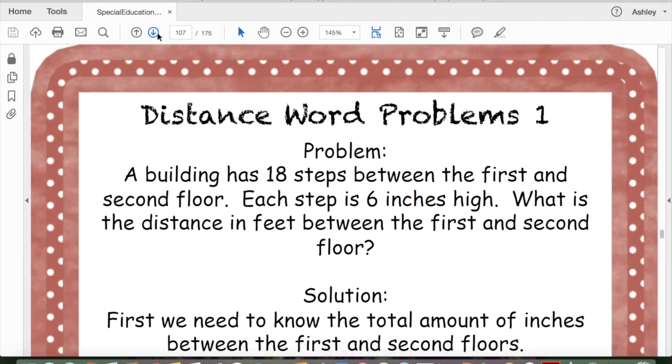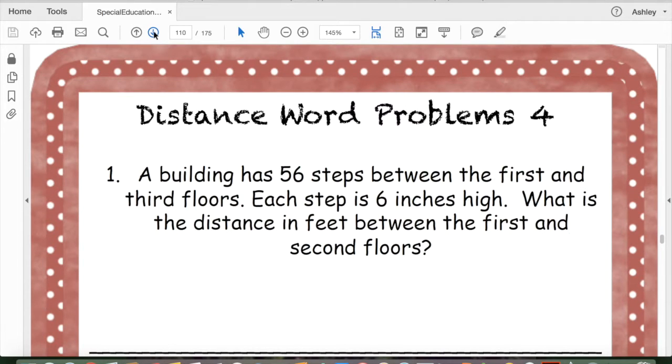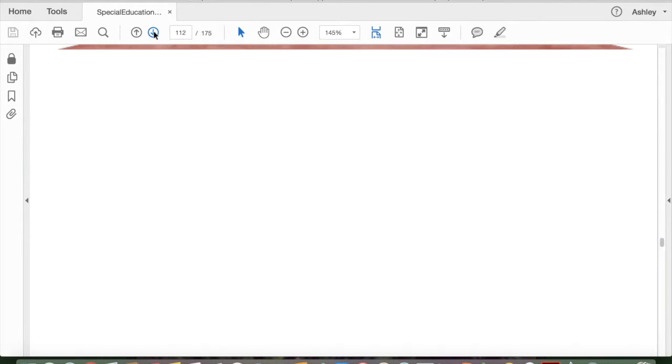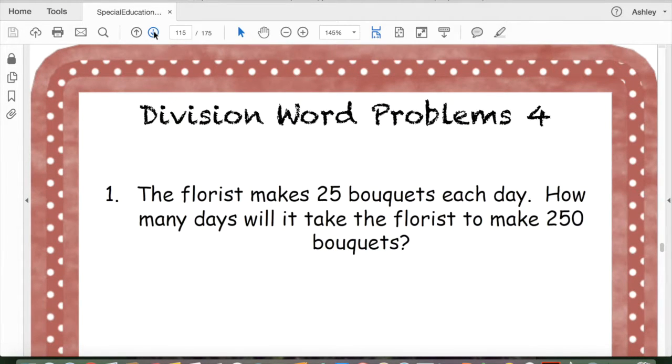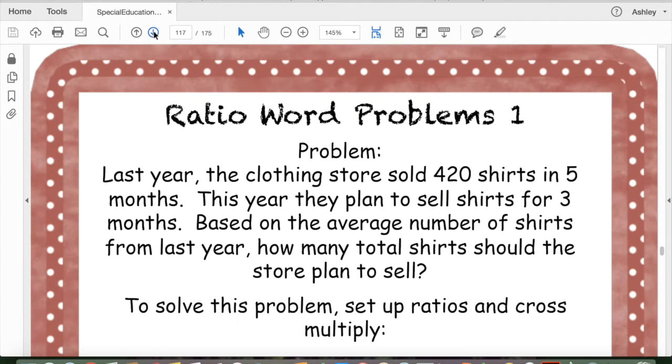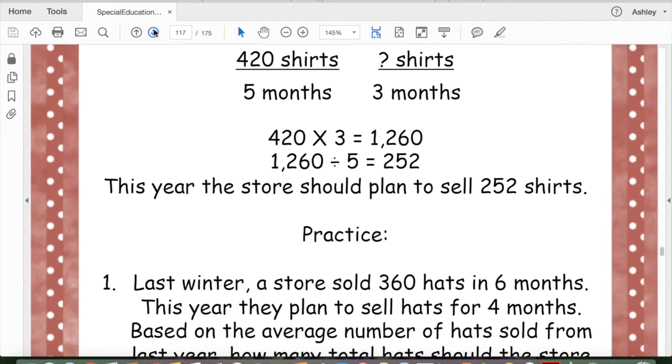But it's the same type of problem to familiarize a student with that. I found that this was one of the hardest assessments for my students to excel in when I was teaching special education, so I think that this will really help them. So now we have distance word problems, and the feedback I've gotten has been very similar to my thoughts. Division word problems, ratio word problems, cross multiply.